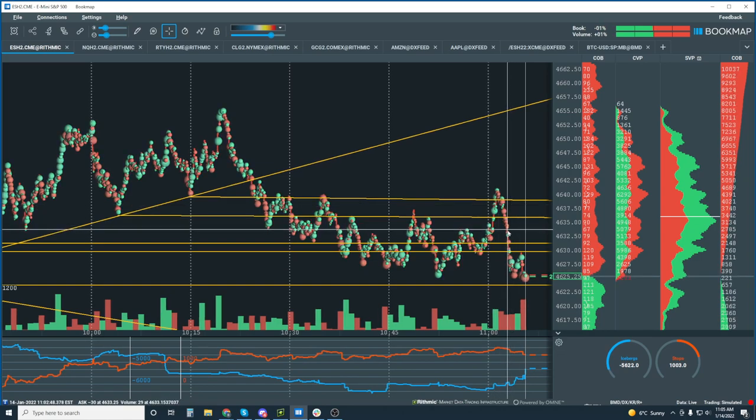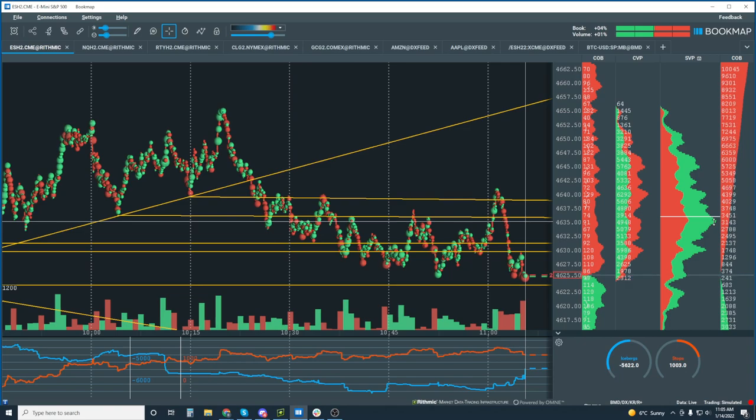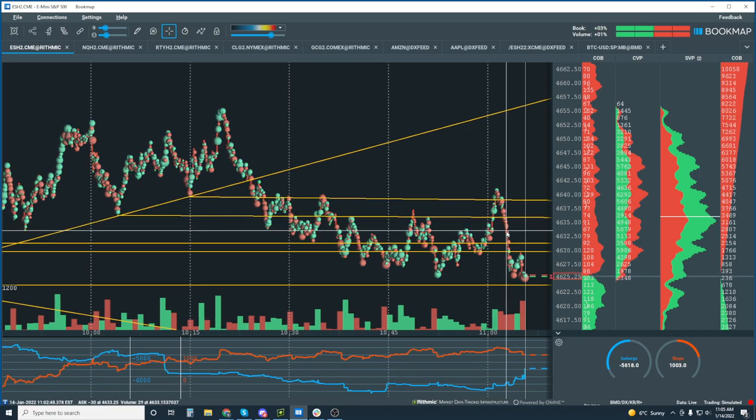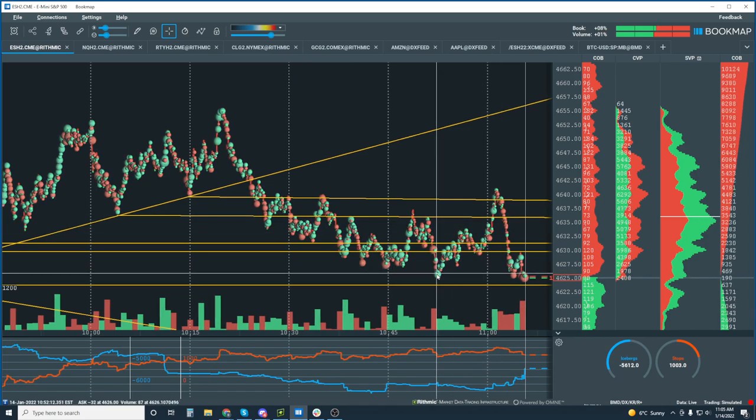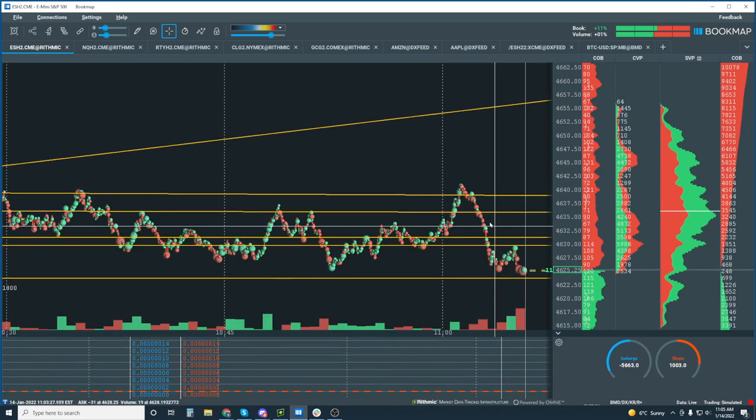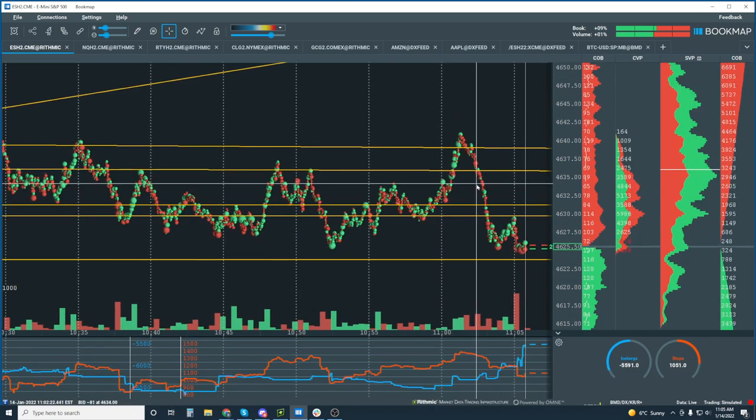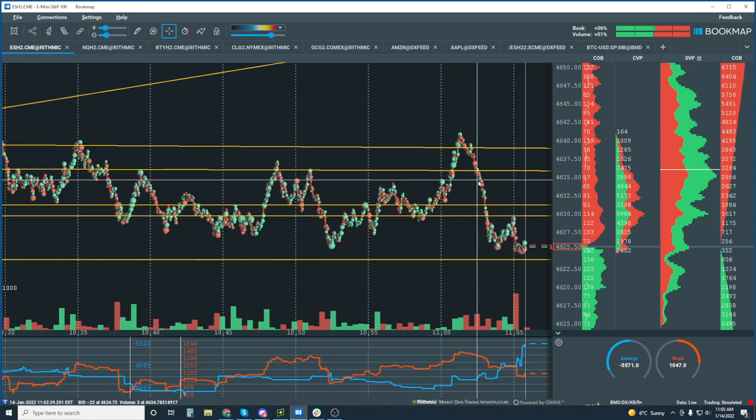But what we do know is if we can get back down below this point of control here and we see some selling in here, we're looking for the other side of the range. If we're looking for a pullback and for it to bounce off of this area here, 35.